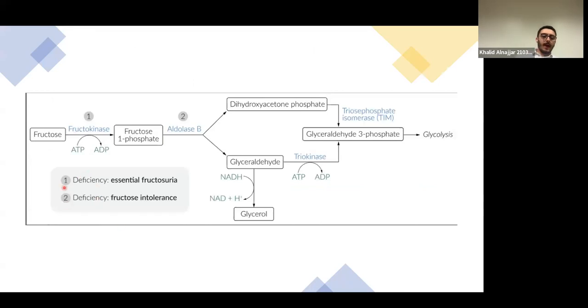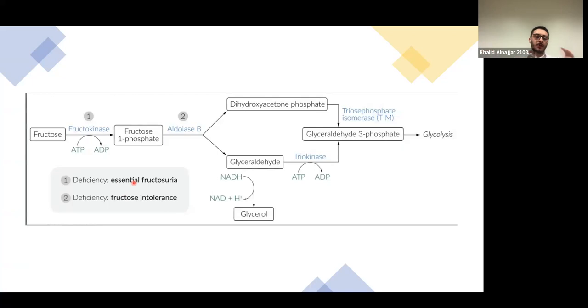Now, this is the metabolism of fructose. Look at the box here. I added what would happen if we have a deficiency in one of these enzymes. So a deficiency in enzyme number 1, which is fructokinase, will give us a disease that is called essential fructosuria, and I'll explain both of them now. And a deficiency in aldolase B will give us a disease called fructose intolerance.